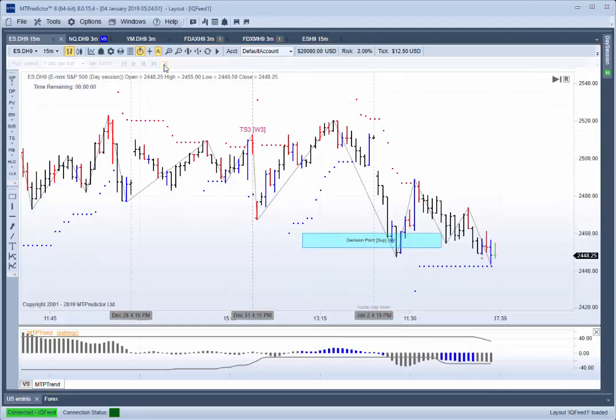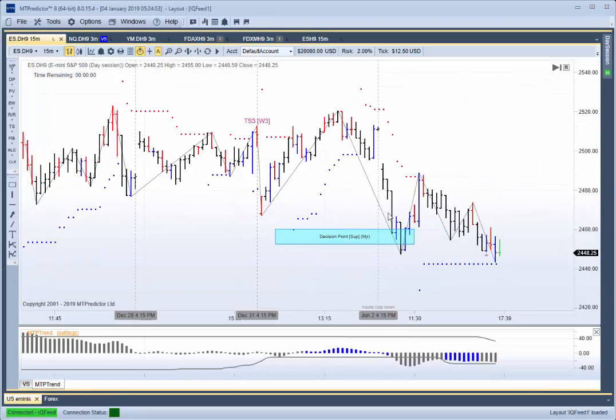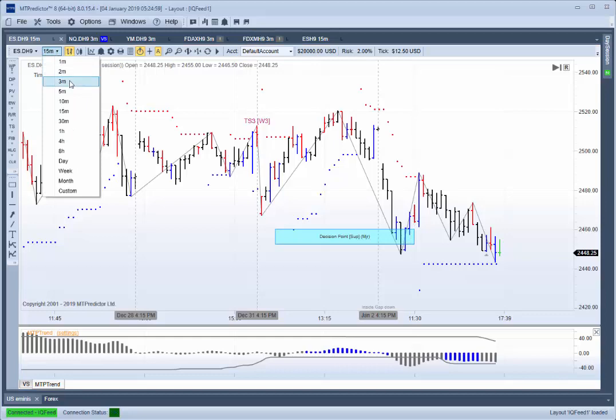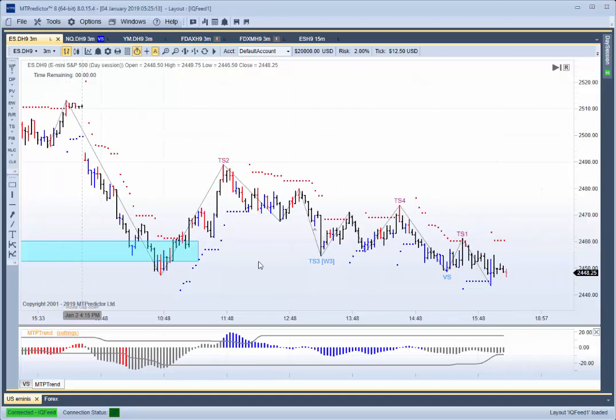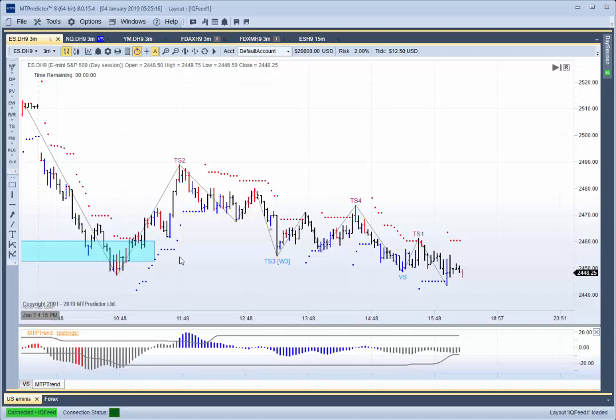If I turn training mode off, you can see how the market came down into this area here, made a reversal and started to rally up. If I now go down onto our 3-minute chart, you can see here it is coming in with our support. The market started to rally up, our MTP trend turned blue, therefore the larger degree trend appeared to be up. As such, you'll be avoiding this TS2 sell, but you'll be looking for buy setups.